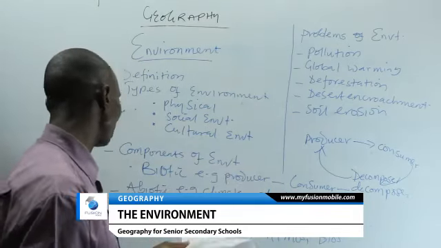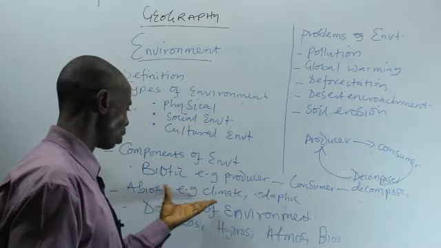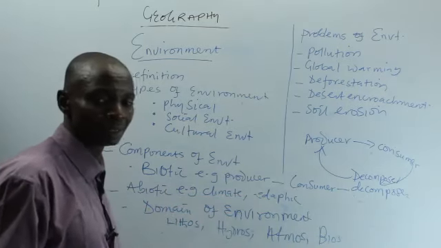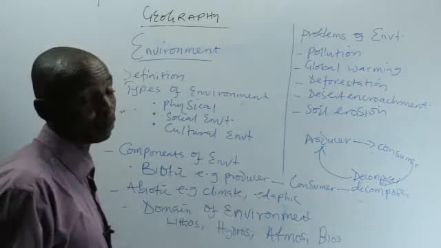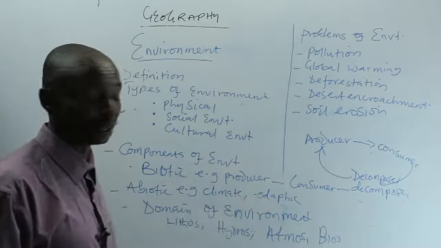Then when we talk about abiotic, number one, we talk about the climate. These are the non-living part of the environment. Then number two, we talk about edaphic. When we are talking about edaphic, we are talking about soil. Soil is non-living, but it forms a component of environment under abiotic. So when we are talking about component of environment, we are talking about two things. Number one, biotic. Number two, abiotic. Biotic: producer, consumer, decomposer.